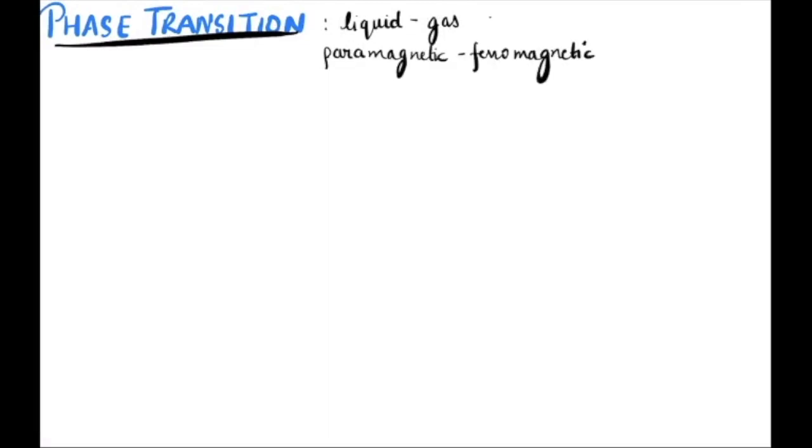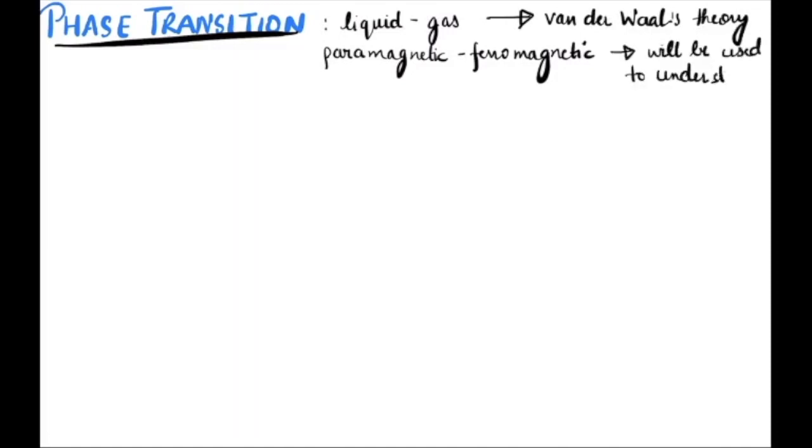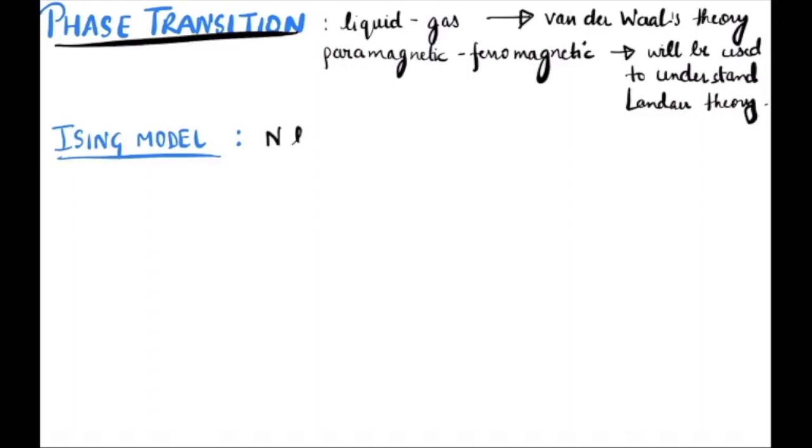Now, the liquid to gas transition is well explained by van der Waals theory. So we'll mostly focus on the paramagnetic to ferromagnetic transition and use it to understand the Landau theory as well. To understand this transition, let us start with the Ising model. What is an Ising model?